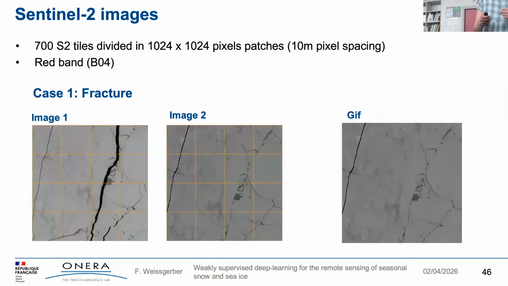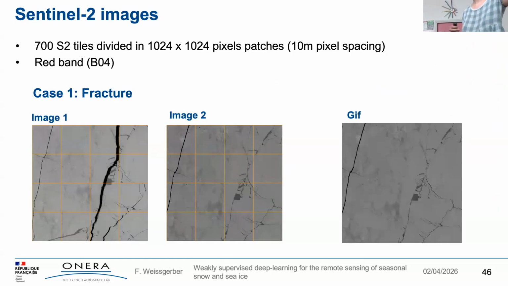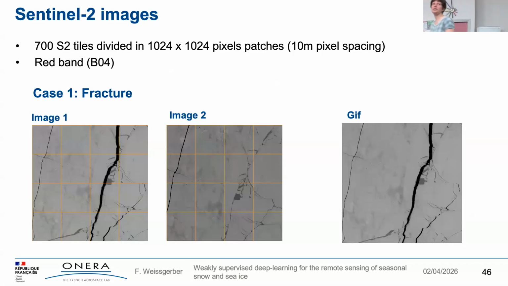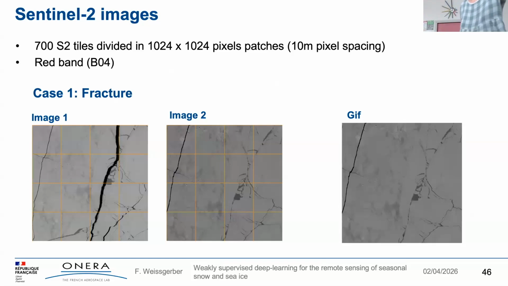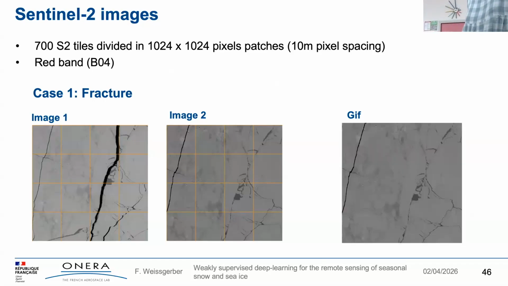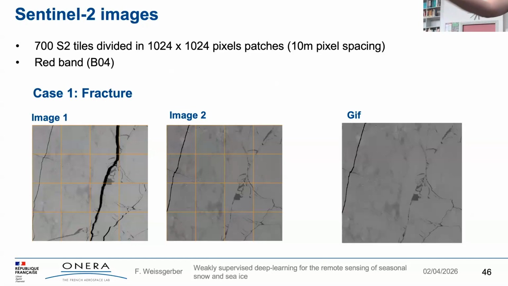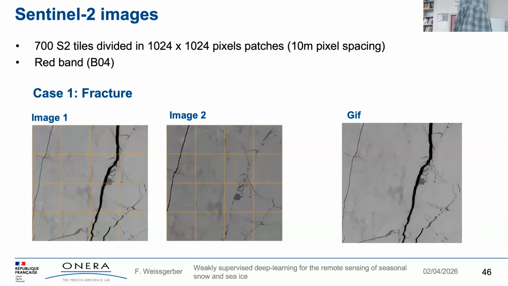And then there is the problem of the training that I will show you a bit after. But basically, we took Sentinel-2 tiles that we divided in patches of 124 by 124. We focused only on the red band because it should be enough. We could have used RGB images, but we didn't. And so we have here the image 1, here the image 2, and then a GIF that is trying to show you what is the motion. So basically here we have a fracture that is closing. And we also have a drift in that direction.